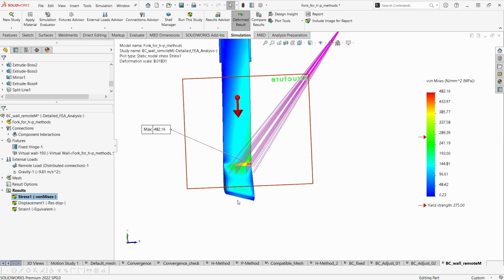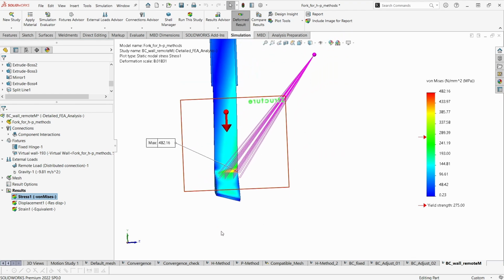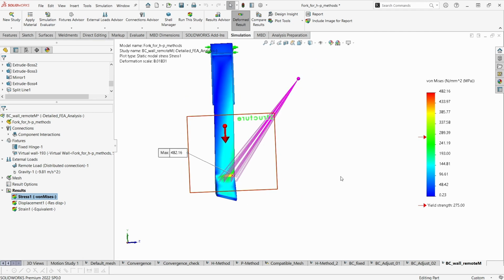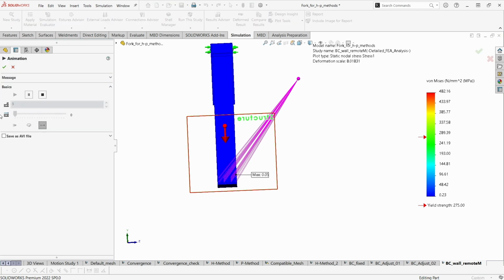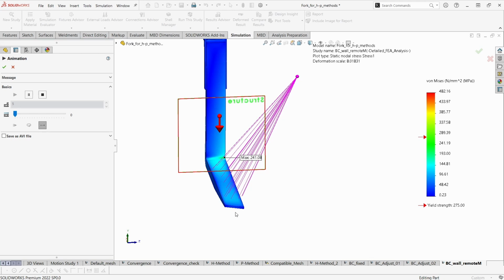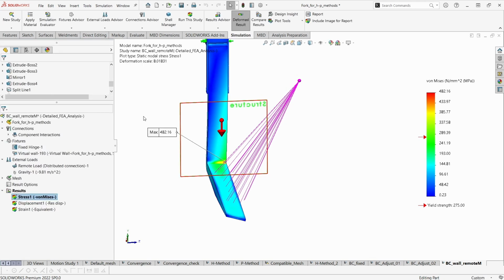And this effect is not happening when we work with a complete structure, since we have two forks and the load is compensated on both sides. If I animate it, we can see the behavior that we have. So this twisting is not realistic. I will exit. Okay, so then which options do we have?